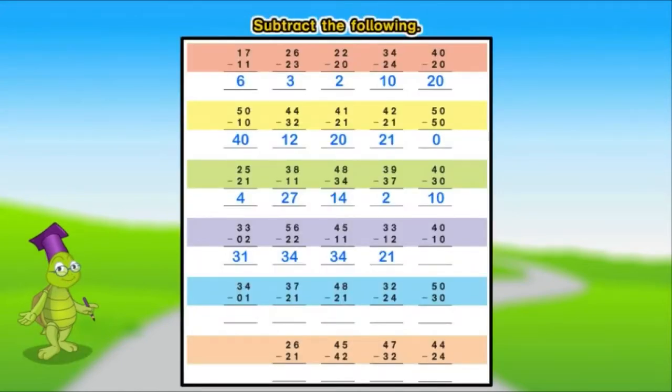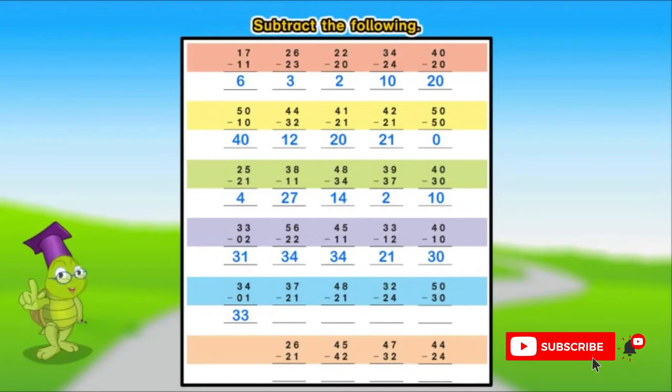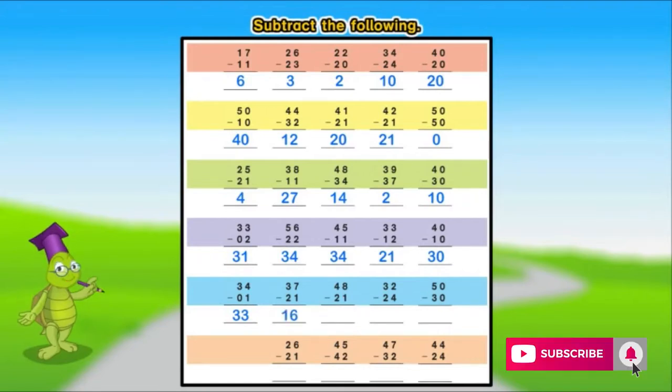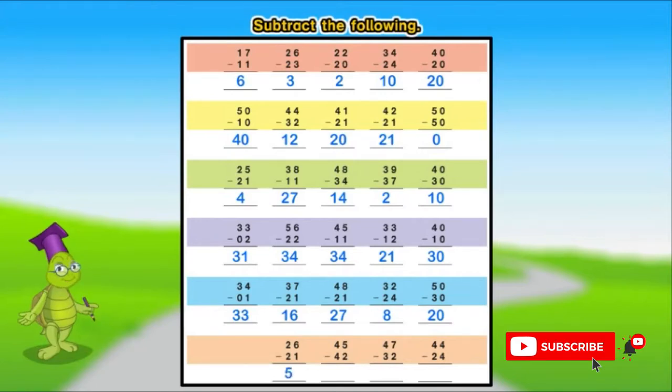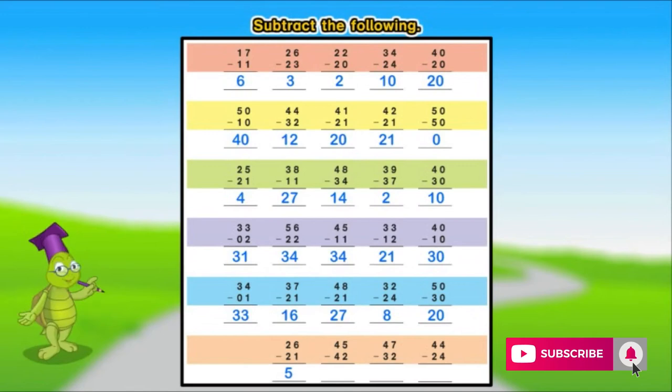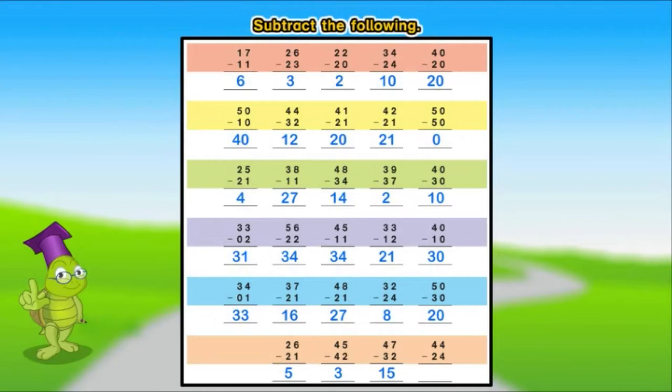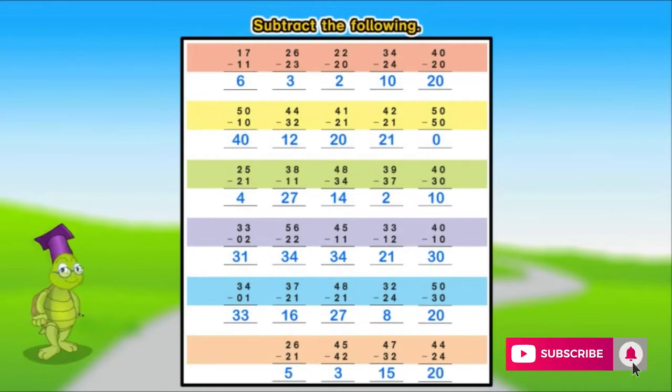33 minus 12, 21. 40 minus 10, 30. 34 minus 1, 33. 37 minus 21, 16. 48 minus 21, 27. 32 minus 24, 8. 50 minus 30, 20. 26 minus 21, 5. 45 minus 42, 3. 47 minus 32, 15. 44 minus 24, 20.